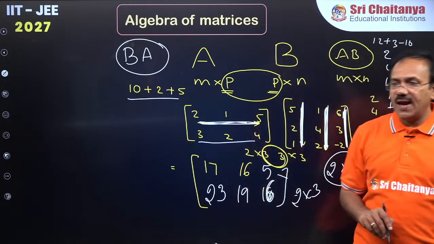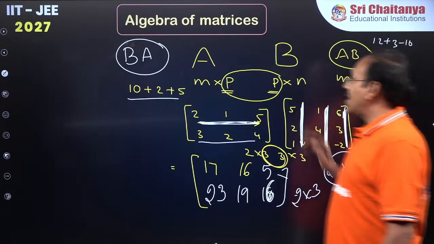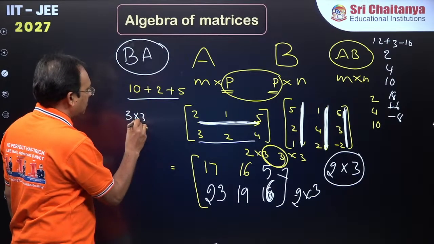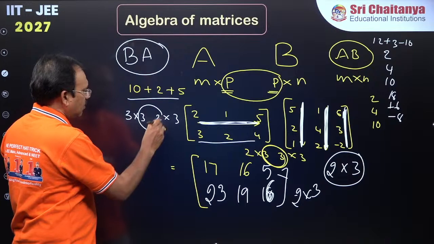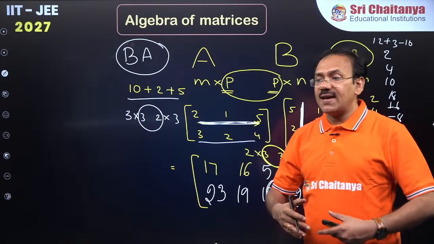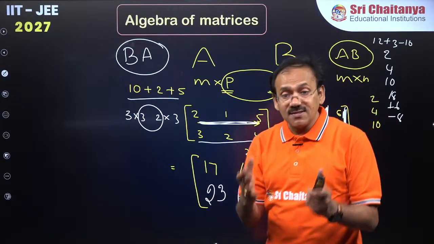What about BA? What can you say? BA, in the sense, the first matrix B has order 3 by 3, and matrix A has order 2 by 3. These two are not the same, and hence BA is not possible. BA is not defined.